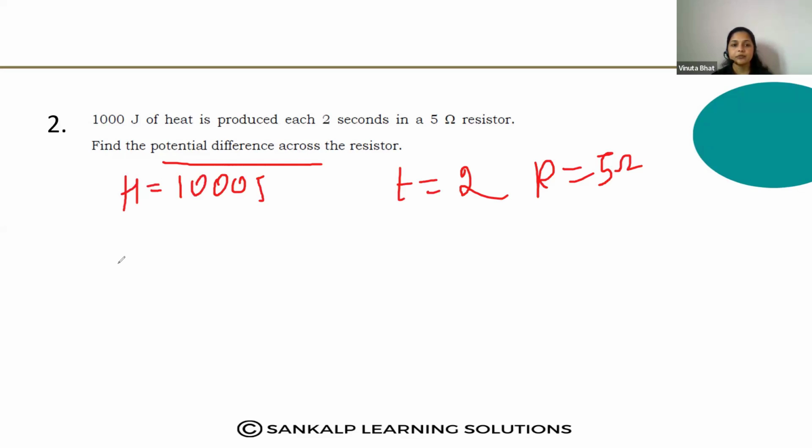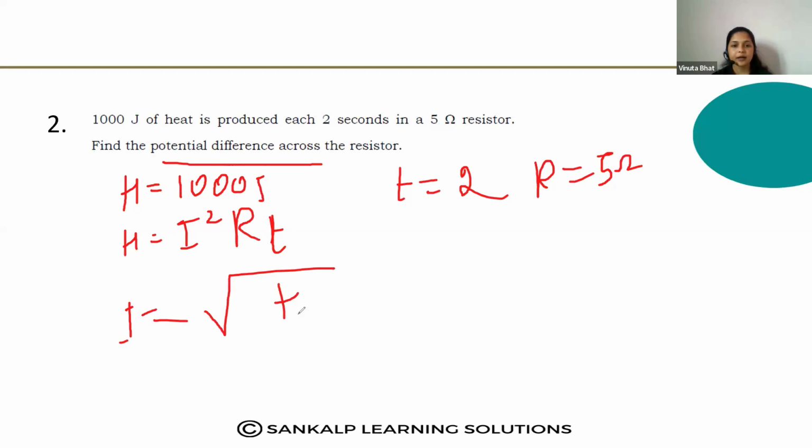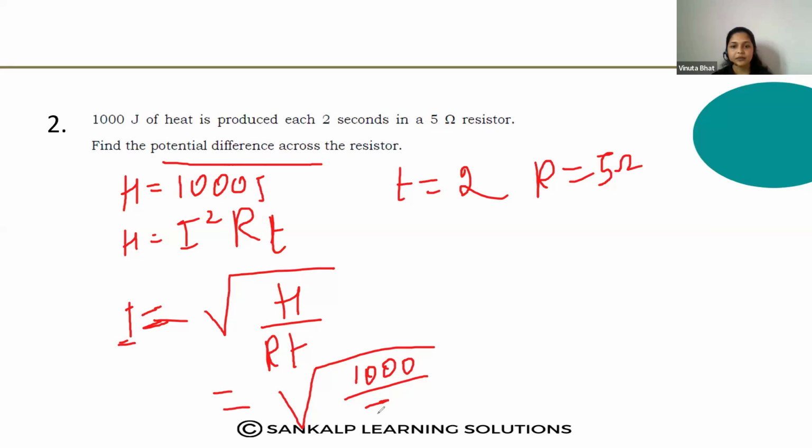Here, which formula we can use? H is equal to I square R T formula we can use. So we can write this formula, I is equal to square root of H by R T. We can write it like this also. Here we know the value of H, that is I is equal to square root of 1000 divided by 5 into 2.